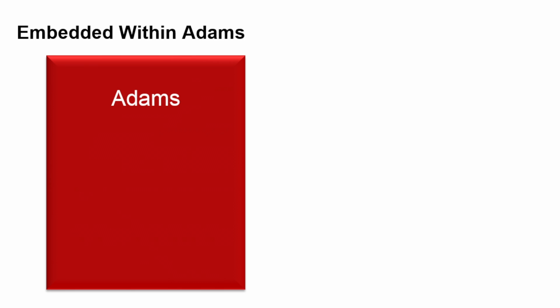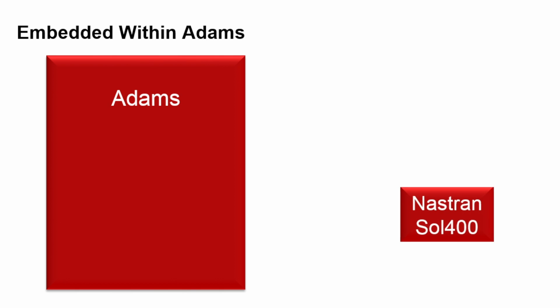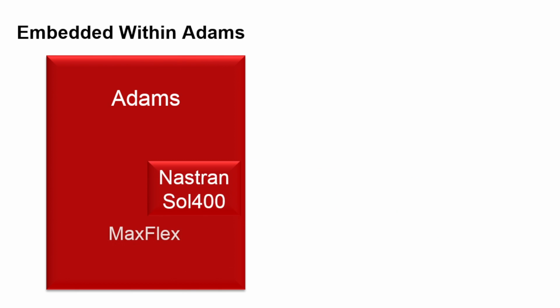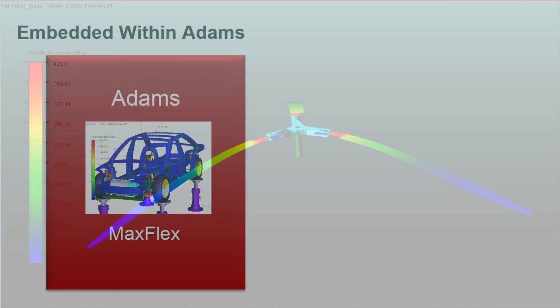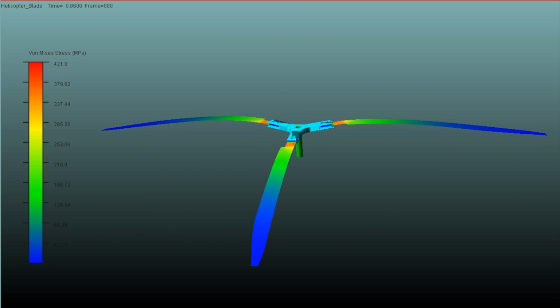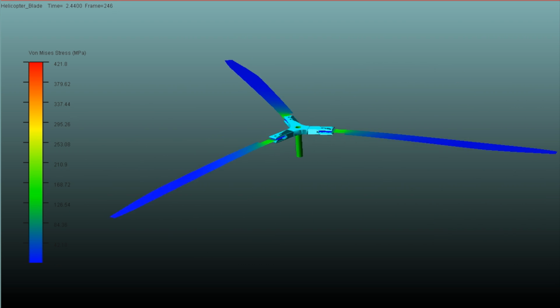While FEA technology is used to represent and solve the nonlinear flexible body, it is embedded wholly within Atoms so that no additional FEA software is required to solve the model. MaxFlex can be used in any scenario where the engineer wants to capture nonlinearity in their multi-body dynamics models.